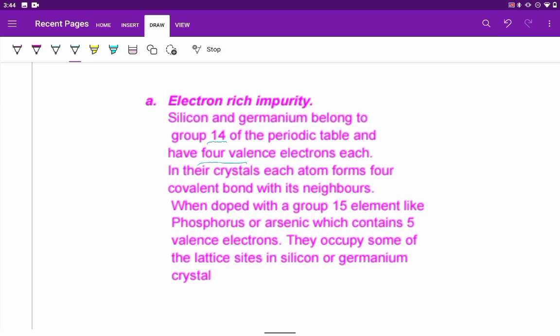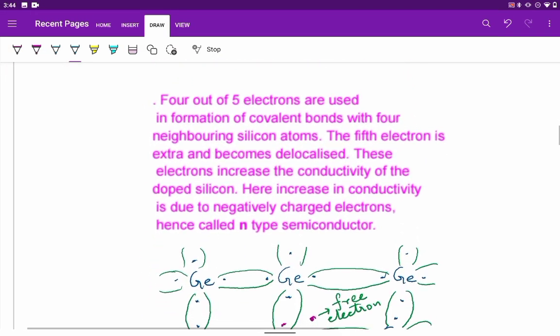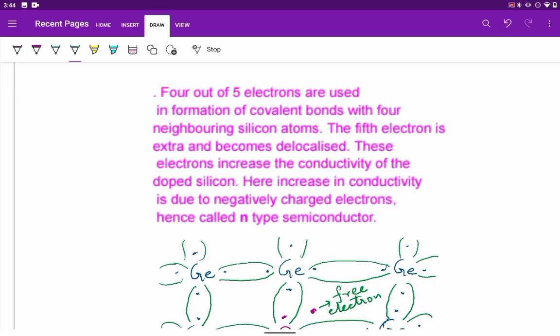But if it is doped with a group 15 element like phosphorus or arsenic, now phosphorus or arsenic contains 5 valence electrons. So 1 electron will be extra, and this will occupy some of the lattice sites in the silicon or germanium crystal. Now I will explain to you how it happens. Out of these 5 electrons, 4 electrons will be used in the formation of covalent bonds. How will they form covalent bonds? They form the covalent bonds with 4 neighboring silicon atoms.